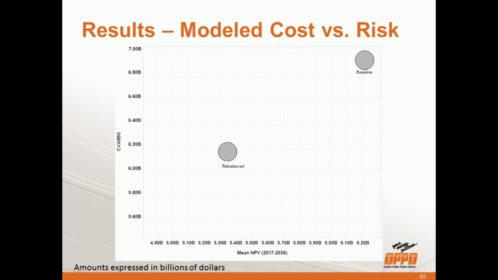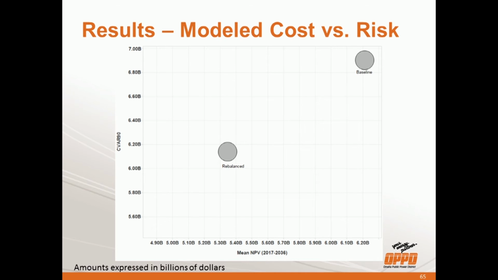So in the top right was the baseline scenario, and then the impact of ceasing operations at Fort Calhoun in June. You can see that mean net present value move considerably to the left, and you can see the CVAR 90 indication drop considerably. And so as you move to the bottom left corner of the graph, that's essentially an optimization from a cost perspective as well as a risk perspective.